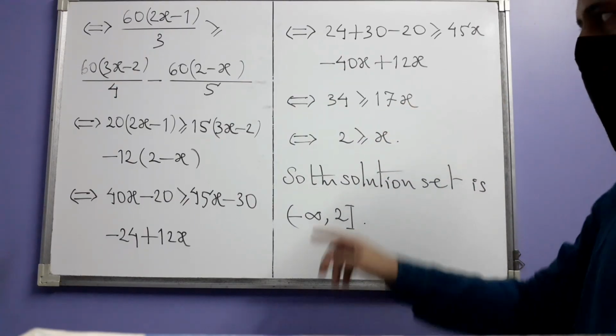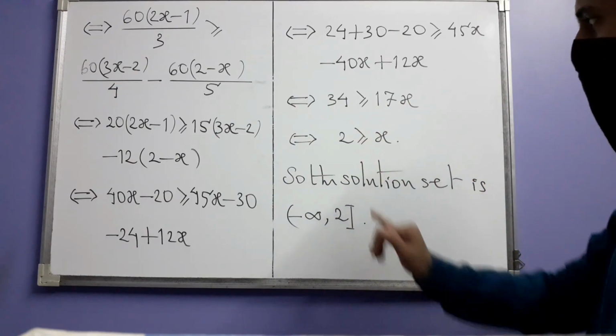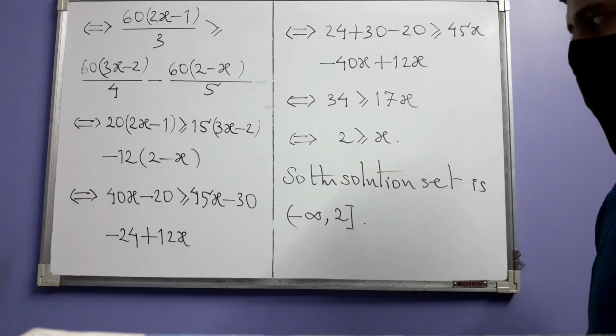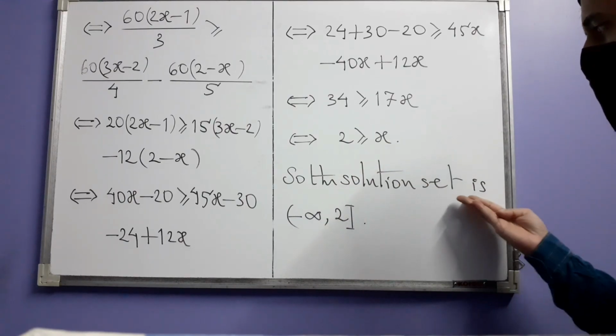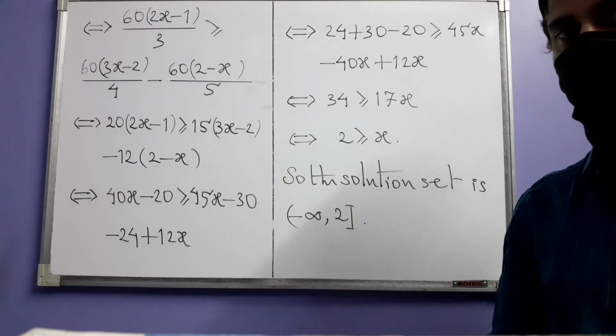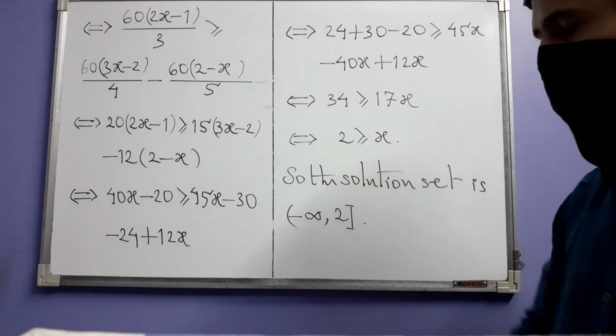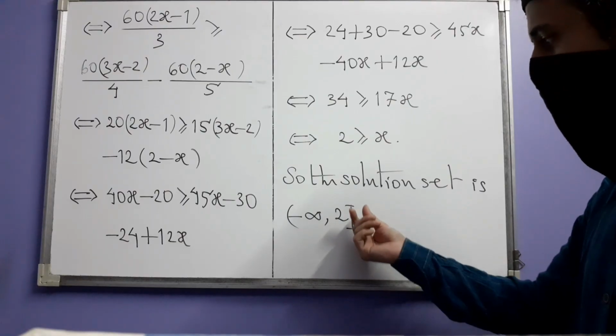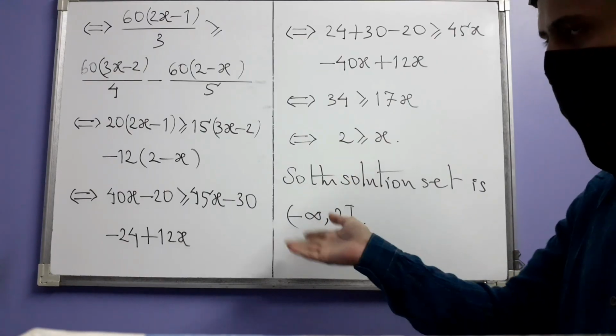17 is positive, so the inequality retains its direction and you get 2 greater than or equal to x. So the solution set is this interval. It is the set of all real numbers less than or equal to 2. 2 is included. So it's closed on this side and open on that side, of course.